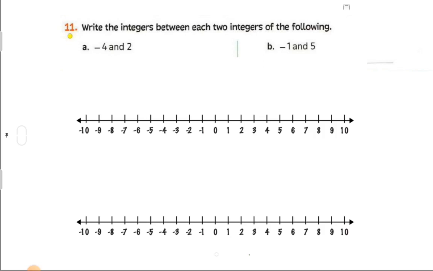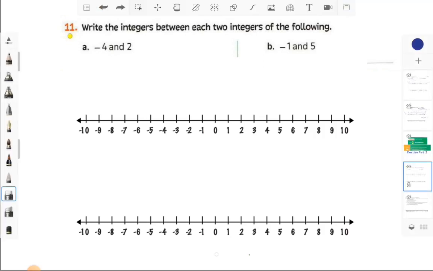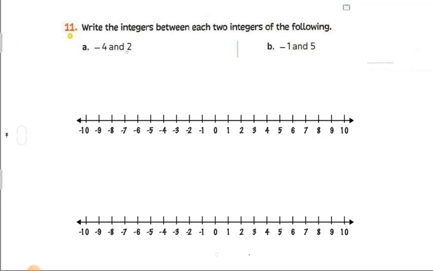I just have negative 4, okay, and 2. Negative 4 and 2. Where is negative 4? Negative 4 is here, and 2 is positive 2. What's the integer in between? Yeah, after negative 4, here we have negative 3, negative 2, negative 1, and 0, and 1.